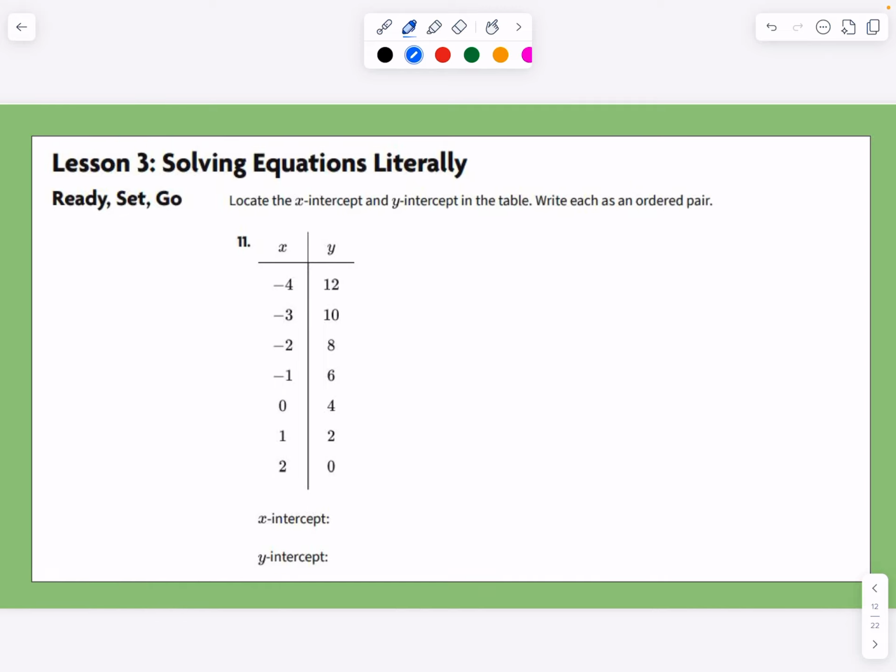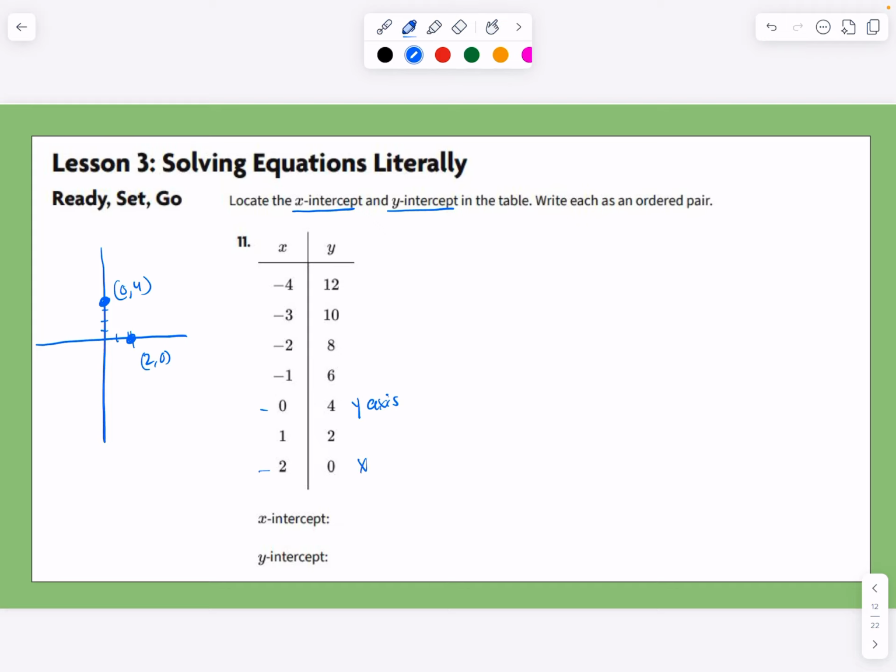Okay? All right. The next few, we have to locate the x and y intercept in the table and write each one as an ordered pair. So the x-intercept and the y-intercept, just as a remembrance here, I have a couple points. I have x is at 0, 4. 1, 2, 3, 4. So there's a point there, 0, 4. And that one's crossing the what? The y-axis there. And I have this one here at 2, 0.